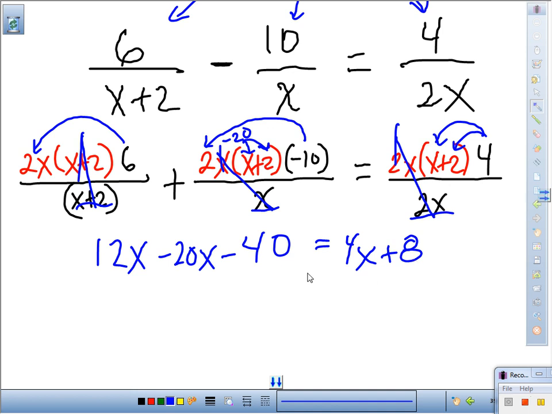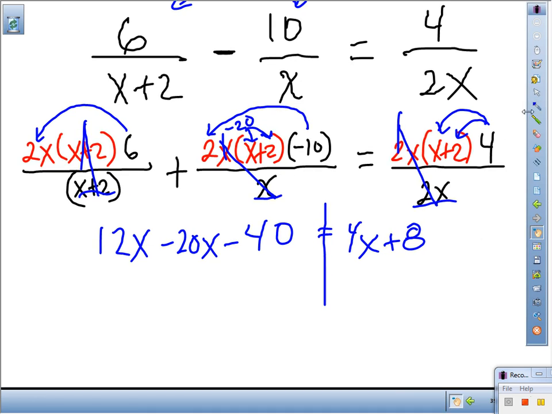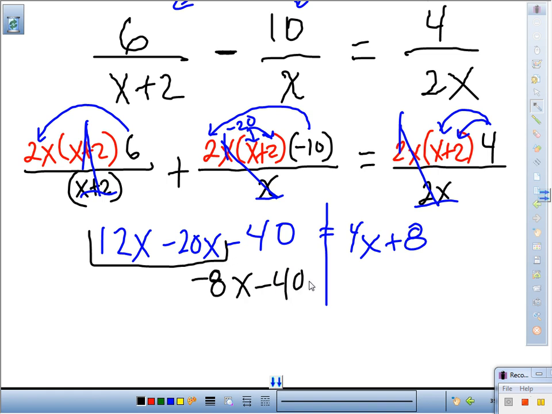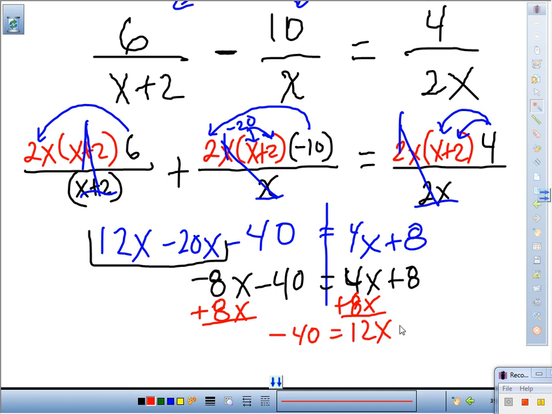All right, let's solve. What do I do next? Combine like terms. So what is 12x minus 20x? Negative 8x minus 40 equals 4x plus 8. Get all variables to one side. I'm going to start with the smallest one, which is negative 8x. So I add 8x, add 8x. That leaves me with negative 40 equals 12x plus 8.